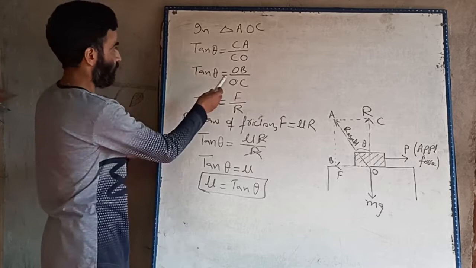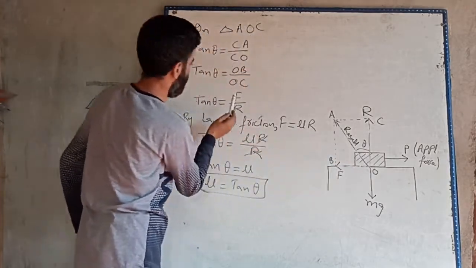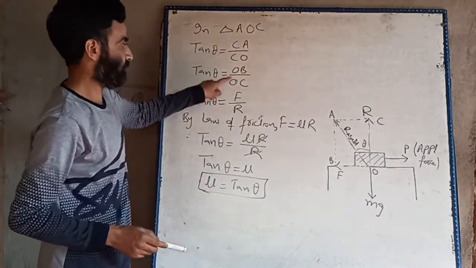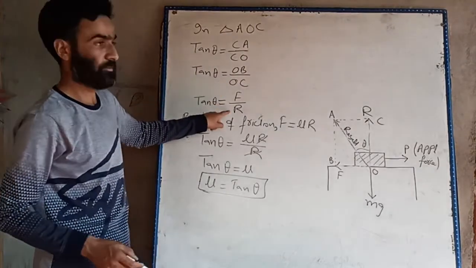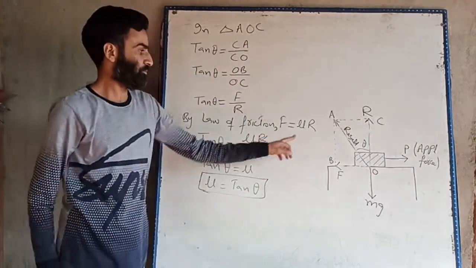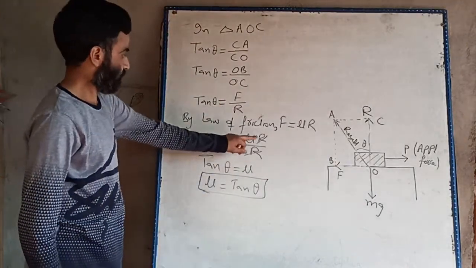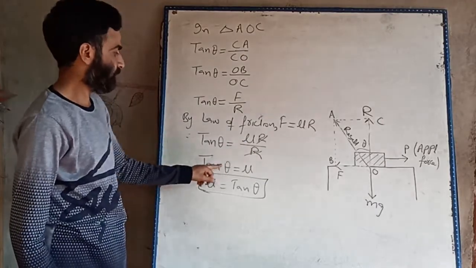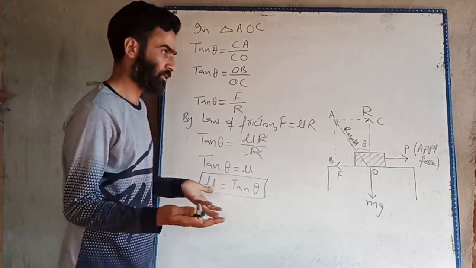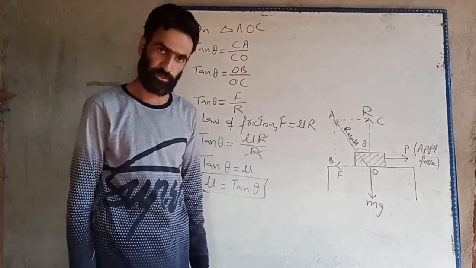Here OB is equal to the force of friction, and OC is equal to the force of normal reaction. OB is replaced by the force of friction and OC by the normal reaction. By the law of friction, we know force F is equal to mu R. Then R and R get cancelled, and we get tan theta is equal to mu, where mu is the coefficient of friction. So the coefficient of friction is equal to the tangent of the angle of friction.